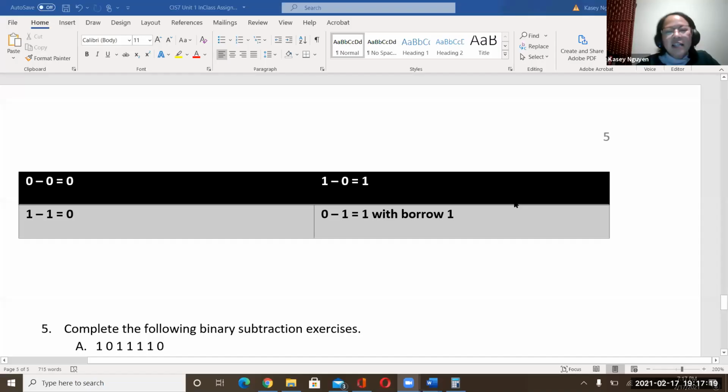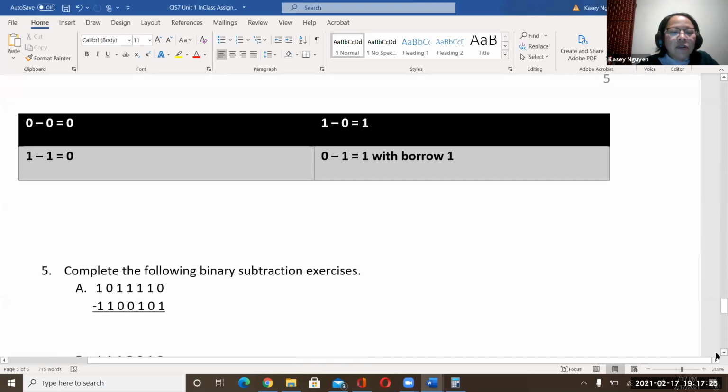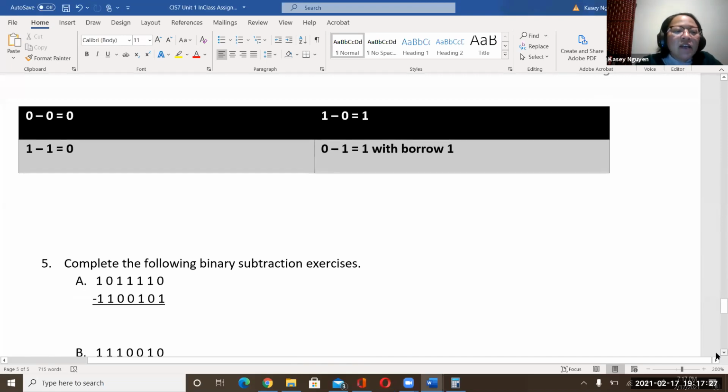All right, let's talk about the subtraction rule, which now I'm in your assignments. Right before number 5, we see that 0 subtract 0 is 0. 1 subtract 1 is a 0. 1 subtract 0 is a 1. When you take a 0 and subtract a 1, you have a 1, but you borrow from the left. You borrow from the left.